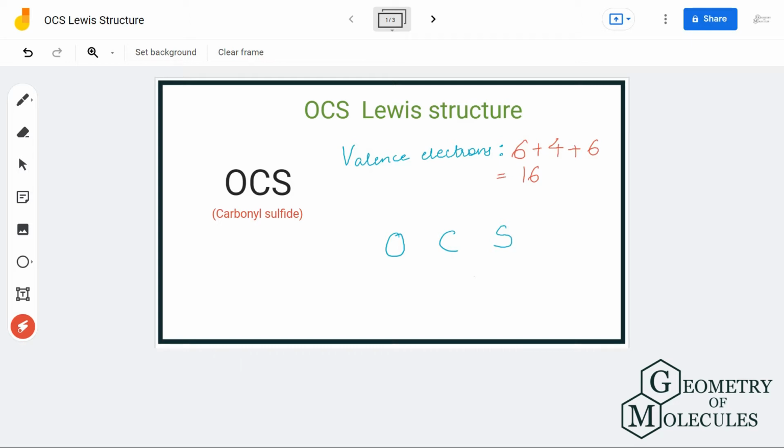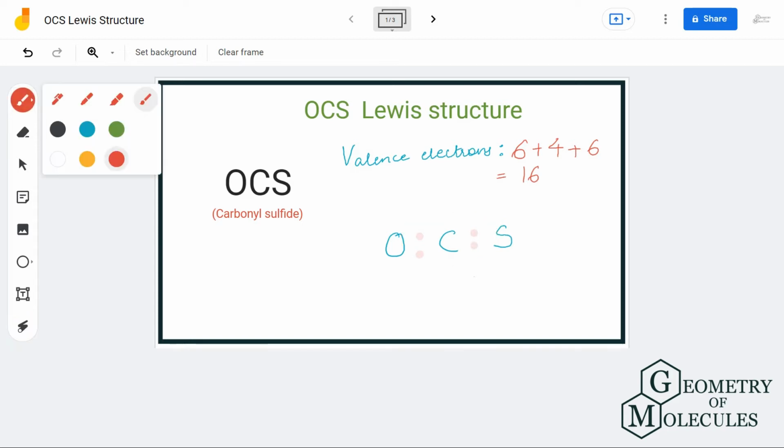Here we will place the carbon atom in the center because it is the least electronegative atom, and both oxygen and sulfur will be arranged around it. You could actually use this chemical formula of OCS to determine the arrangement of atoms, as it would be really easy for you. Once you have done this arrangement, you can place a pair of electrons between oxygen and carbon and sulfur to show bonds. Doing that, we will be using up 4 valence electrons out of 16, and we are now left with 12 more.